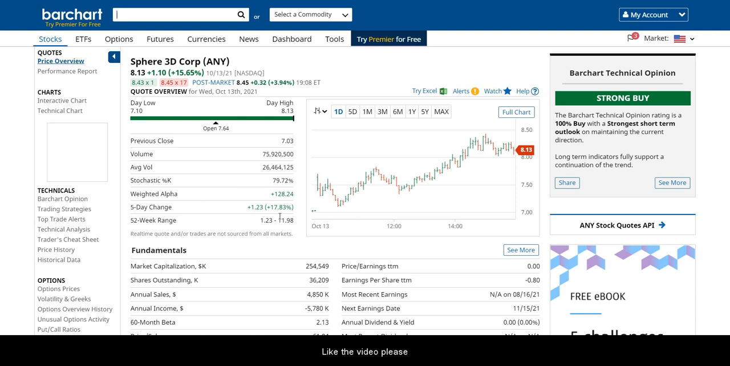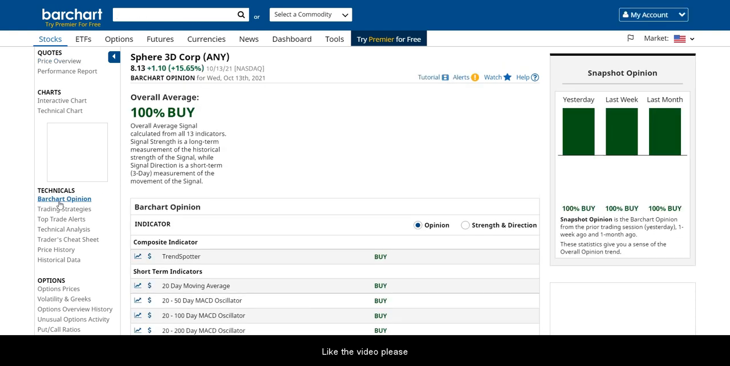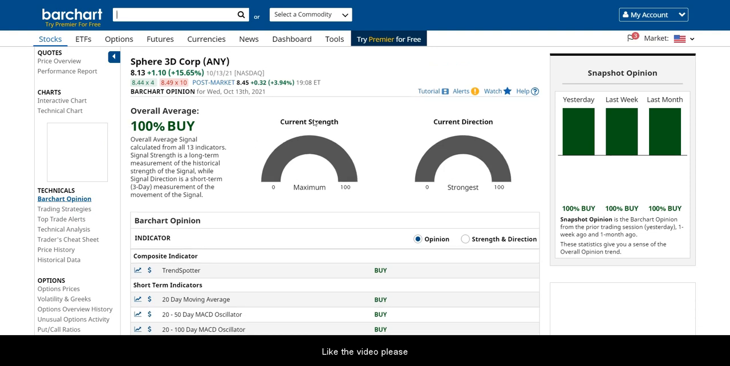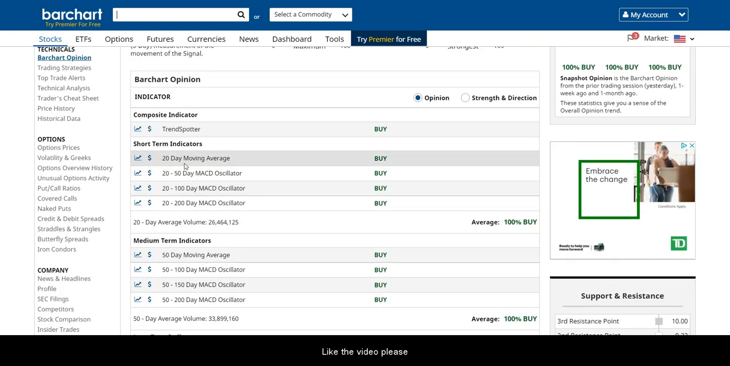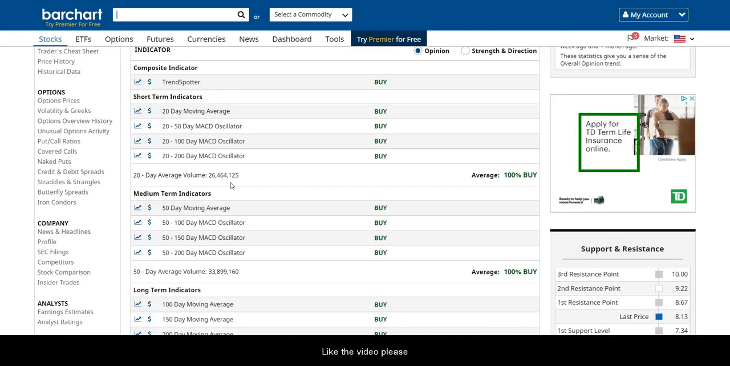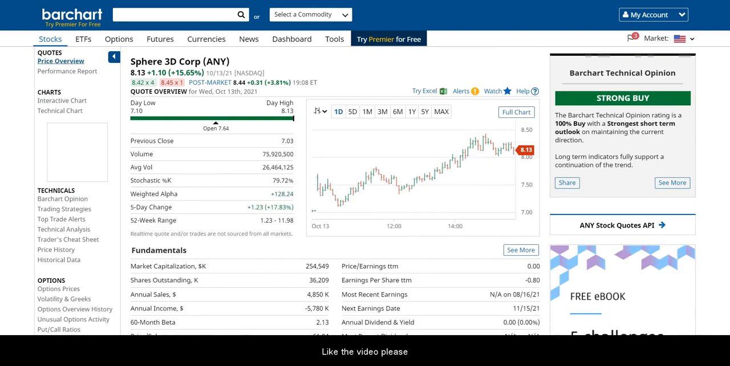If you see the 5-day change, it is up by 17.8%. Also, if you go to Barchart, it has a strong buy, and they also have some opinion. Normally I like to go there and see, and Barchart is also saying 100% buy based on the current strength and current direction. And why? They look at the 20-day moving average, MACD oscillator, and so many things. Anyway, this is their opinion, but I just wanted to show that the volume was really high today. This is a good thing.